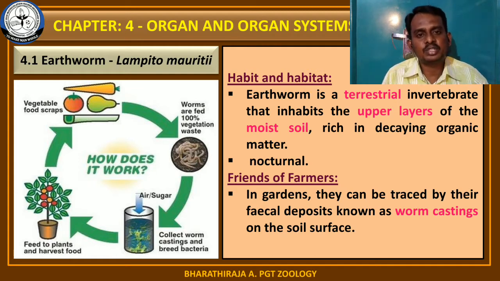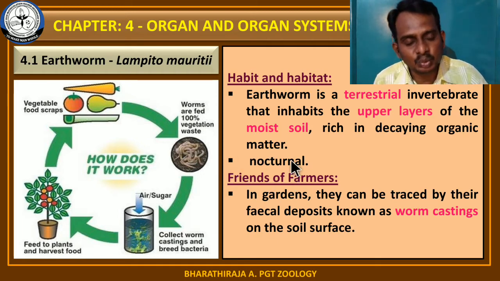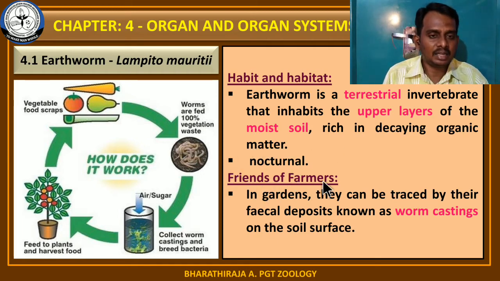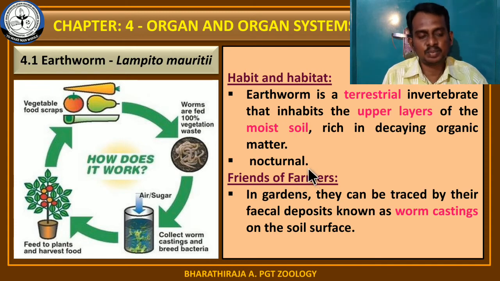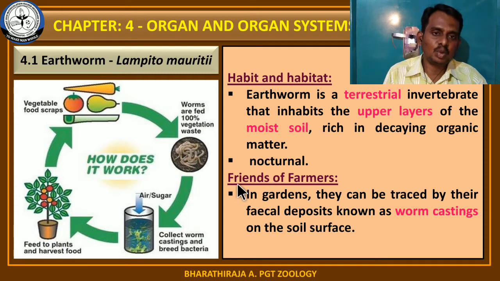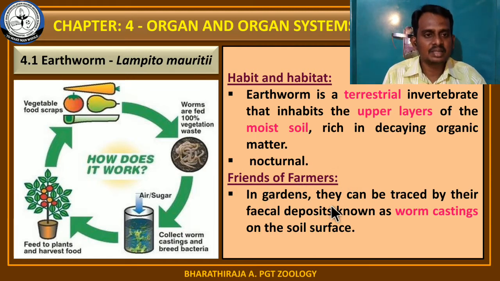Lumbricus... Lampito mauritii, or earthworms, are nocturnal animals because they are very active during the night time. Another 2-mark question in this part, the first 2-mark in this part: friends of farmers. Earthworms are called friends of farmers. Why? Or justify your answer. In gardens, they can be traced by their fecal deposits. That fecal deposit is known as a worm casting on the soil surface. And this worm casting enriches the soil nutrients.